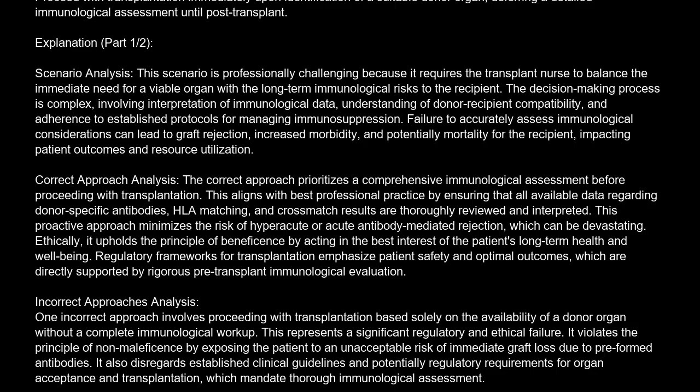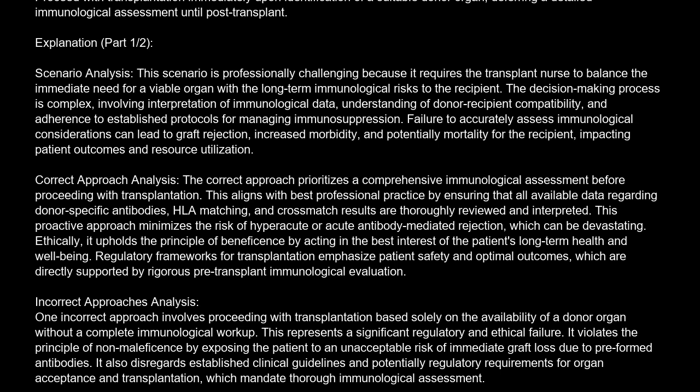Explanation. Scenario analysis. This scenario is professionally challenging because it requires the transplant nurse to balance the immediate need for a viable organ with the long-term immunological risks to the recipient. The decision-making process is complex, involving interpretation of immunological data, understanding of donor-recipient compatibility, and adherence to established protocols for managing immunosuppression. Failure to accurately assess immunological considerations can lead to graft rejection, increased morbidity, and potentially mortality for the recipient, impacting patient outcomes and resource utilization.